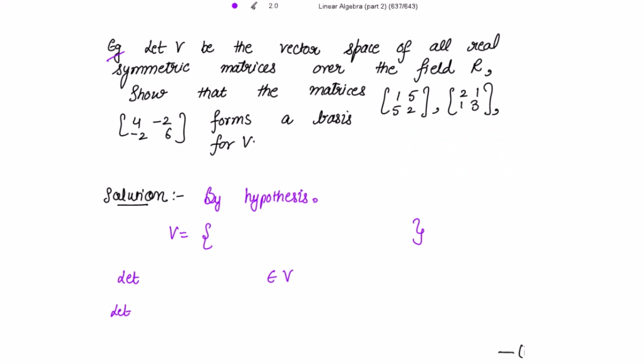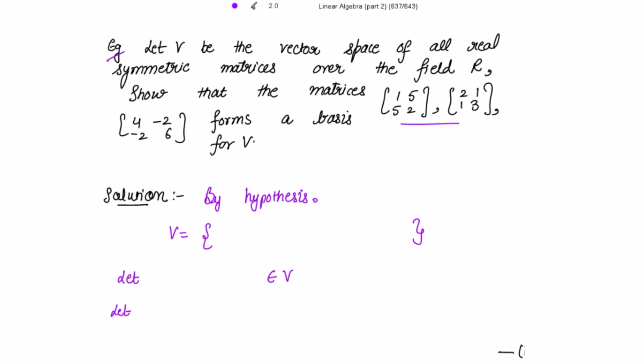So here the vector space V is of all the real symmetric matrices over the field R, and we have to show that these given matrices form the basis for V. The matrices are already given to us. We have to show, first, that every element of V is a linear combination of these matrices. Secondly, we have to show that these matrices are linearly independent. So let's start with the solution.